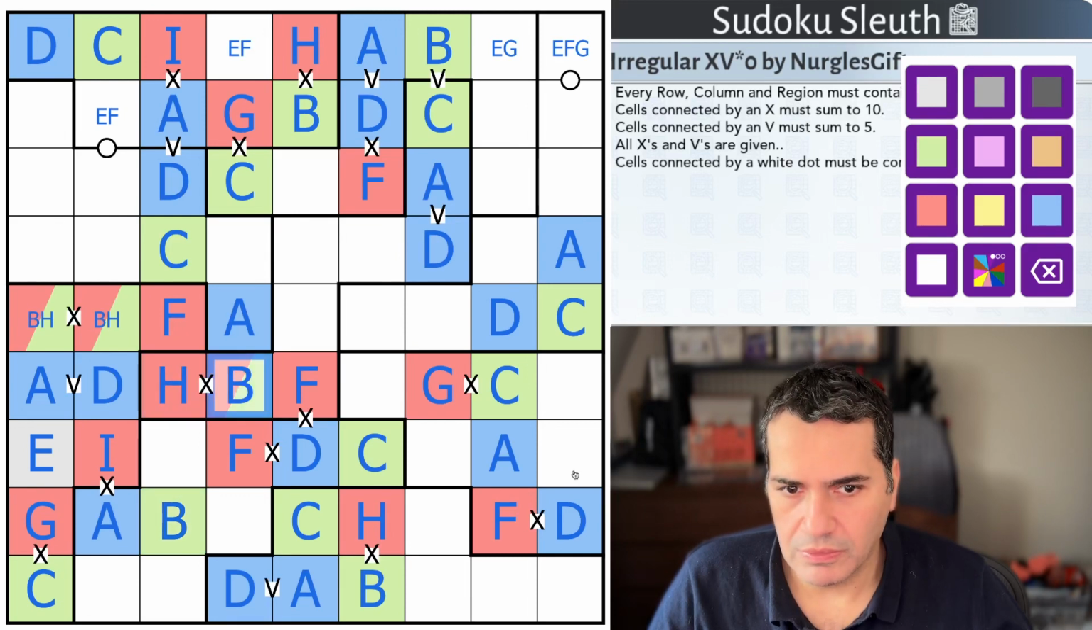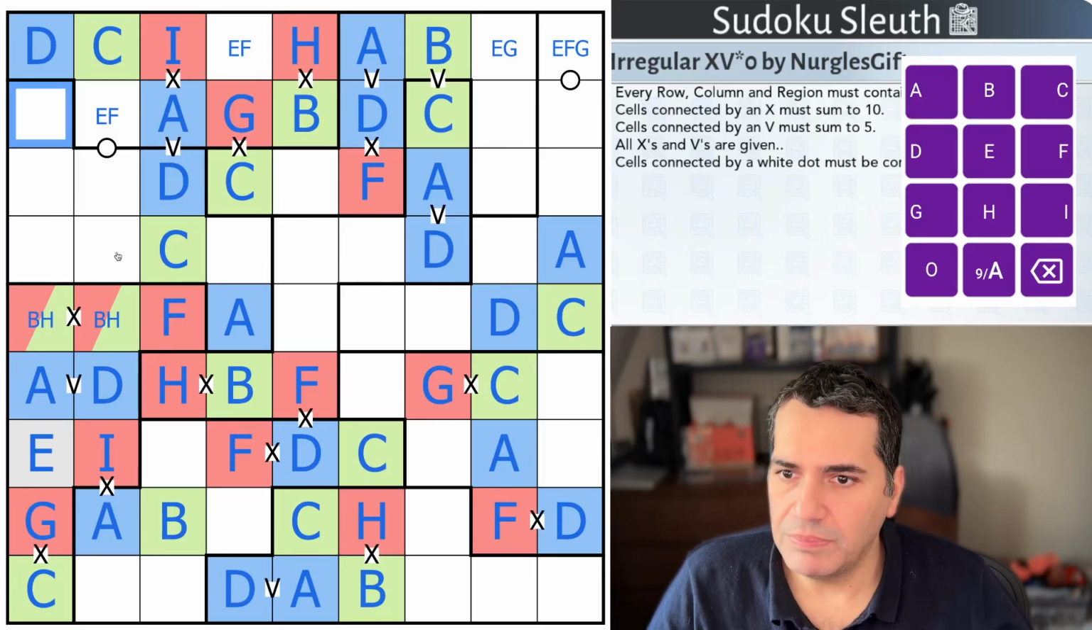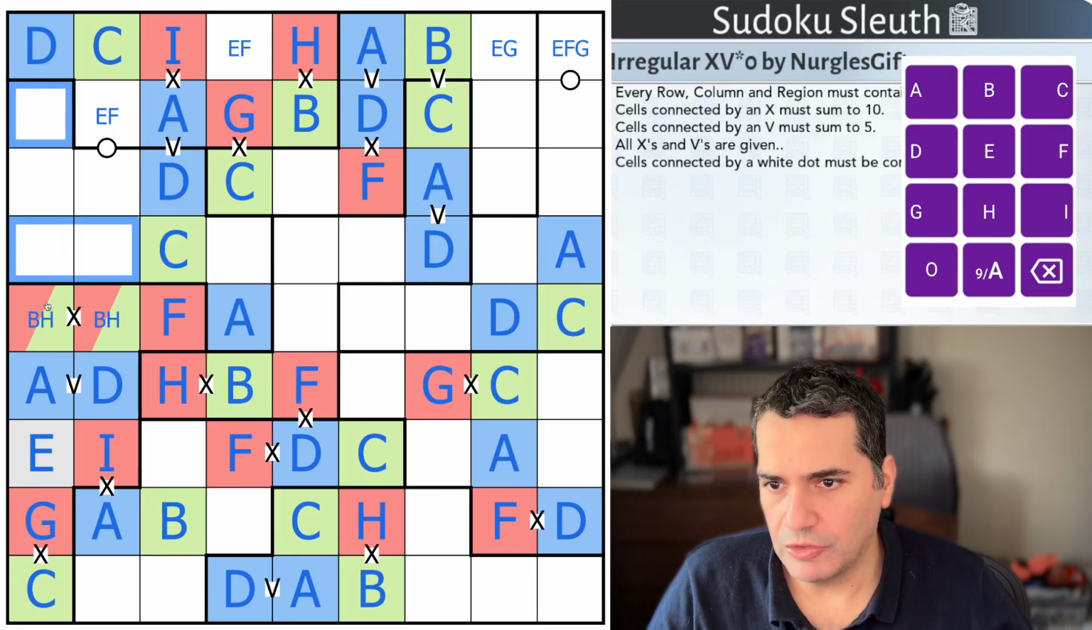The colors really help me. I know it's probably frustrating to watch me manually correcting colors all the time, but then I can scan a lot more easily. I say a lot more easily, to be fair. I'm not brilliant at scanning anytime. B can't be in here. B could not be in either of these cells because it would be connected to either a B in the same column or an H and then no X.